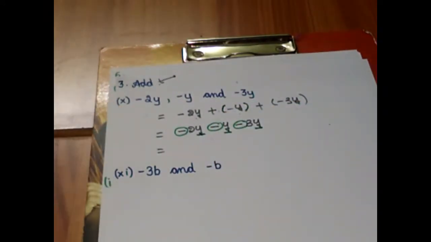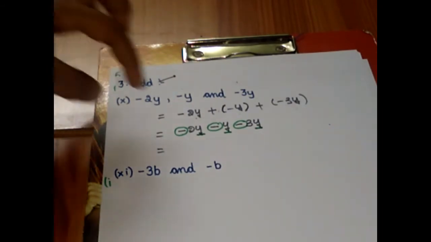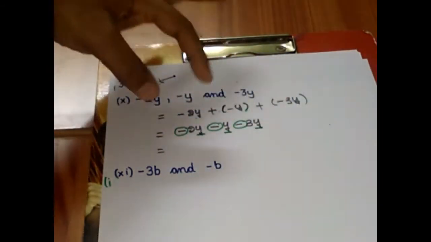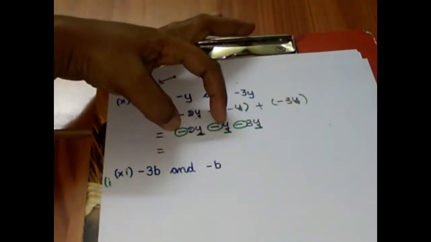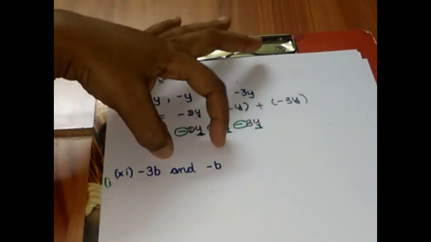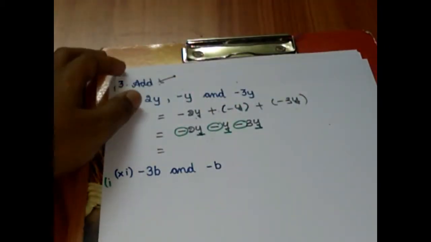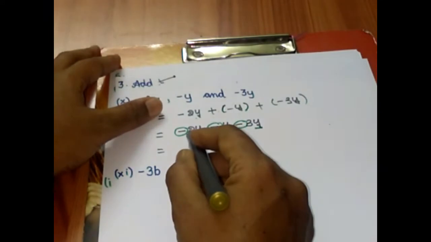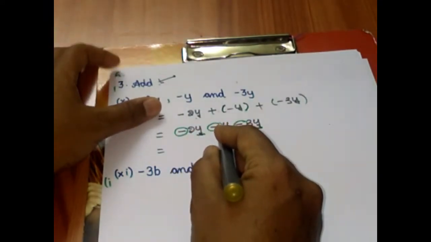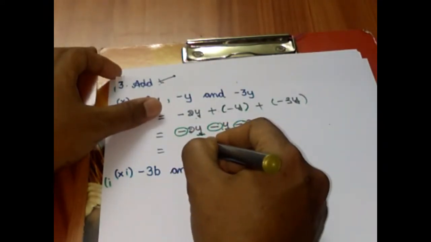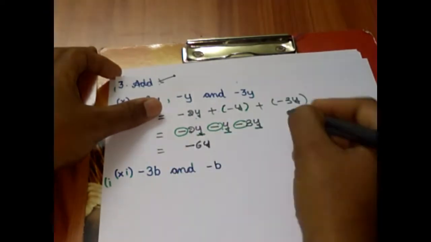So when all the three terms are with minus sign, what can we do? We can add directly and write the minus sign. If you cannot do it in a single step, take the first two terms first, add them and write the minus sign, then join with the third term. Or you can do it directly. 2 plus 1 is 3, 3 plus 3 is 6y with the minus sign.